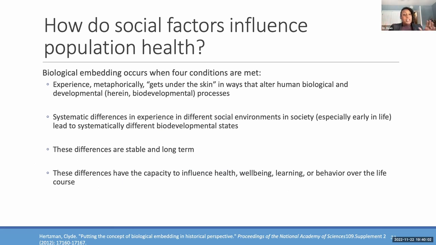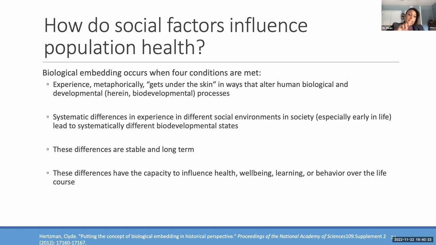Again, this is what we in social epi call how social factors, quote, "get under the skin," and the ways in which it alters human biology and development. So what we know is that there are systematic differences in experiences in different social environments in society. And we know that especially happens early in life. And that pushes people into different biodevelopmental states. These differences tend to be stable and long term.